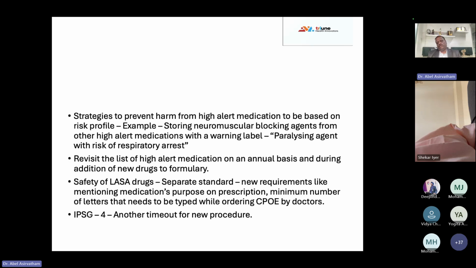Okay, for example, dopamine, you have to type at least 5 letters for the drug to get displayed, just to prevent any errors. Then IPSG4, very, very important.